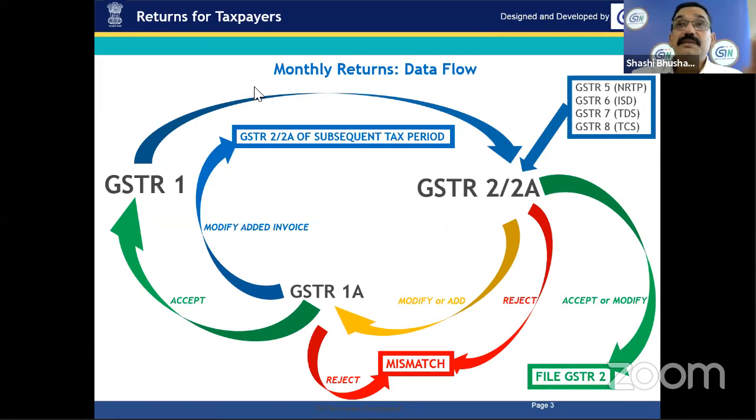We are going to basically focus on GSTR-1 because that is the main return which everyone has to file. GSTR-2 largely gets prepared on the basis of information communicated from GSTR-1 of the suppliers.